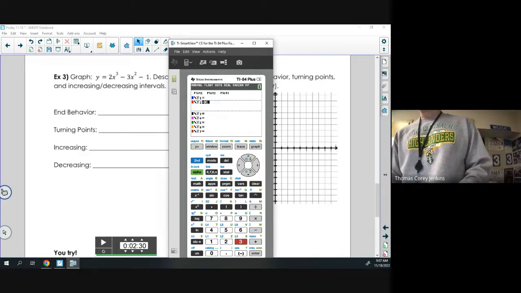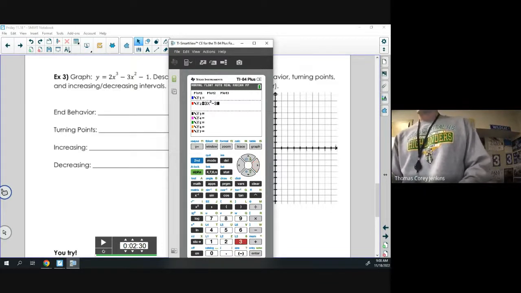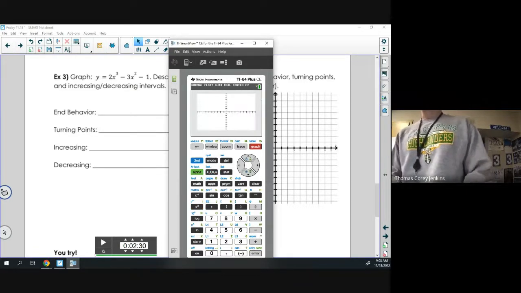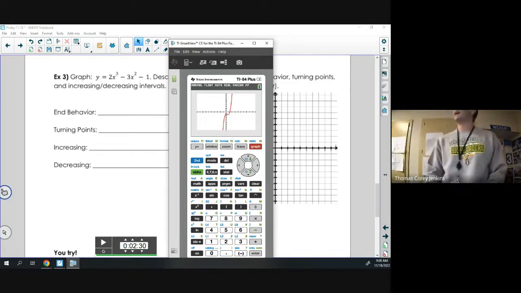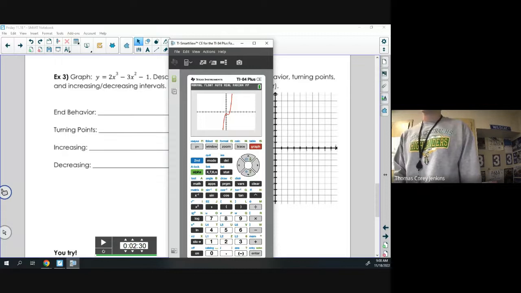So we got 2x to the third. Remember, to the third, there is no x cubed button. You have to hit the caret key and then a 3. And then you have to arrow out before you type the next term. So then minus 3x squared minus 1. And then I'm just going to look at the graph and see what I can see. All right. So what would the end behavior be based on what you see on my calculator there?